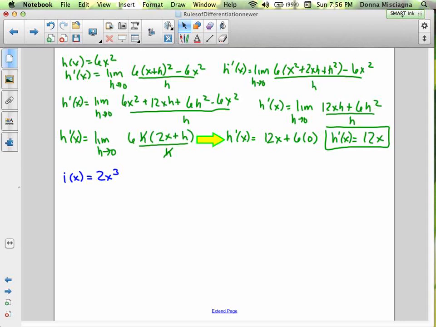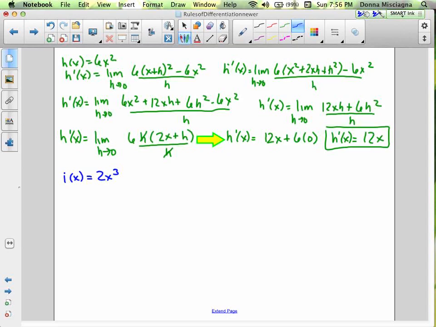So h prime of x equals 12x plus, I can substitute 0 in for the h. So that's going to give me 12x plus 6 times 0. I don't need that 6 times 0. So the derivative, h prime of x, is 12x. So the function, h of x, is 6x squared. Its derivative was 12x. I'm going to do the next one with you.